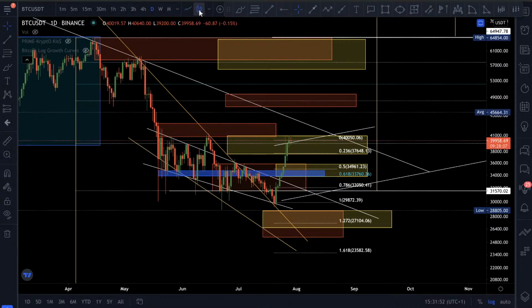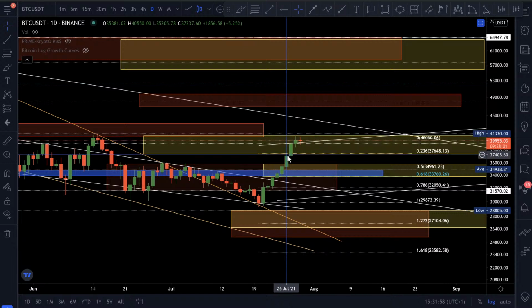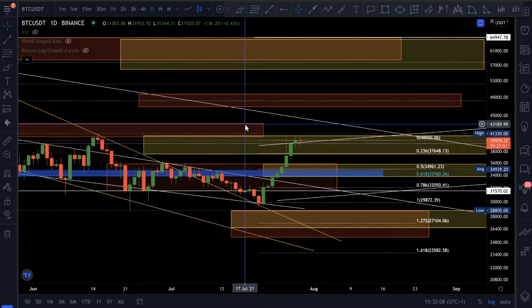Now, what I'm going to do, I'm going to activate the bars, so you can see, look, we attempted this 4 days ago, got rejected. Then we attempted again, rejected, attempted again, rejected, attempted again. So this is what's happening. This is a very strong level, so we need to break above this.